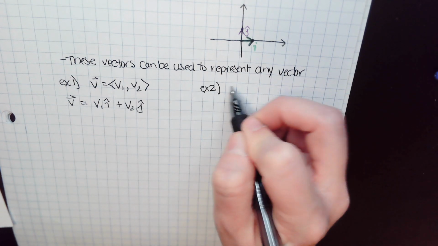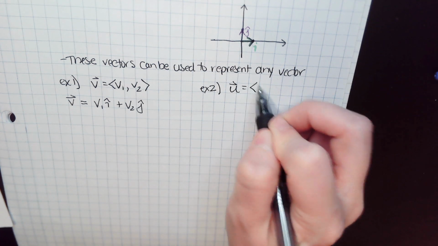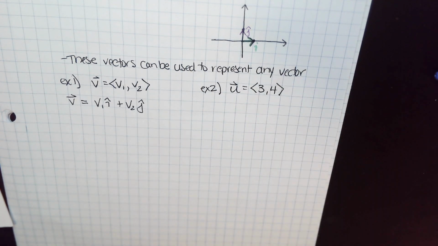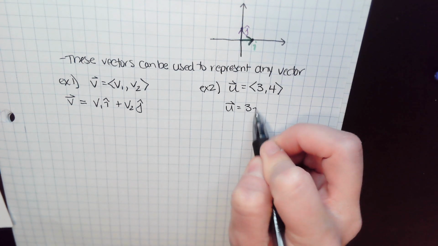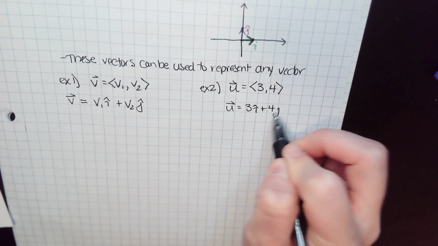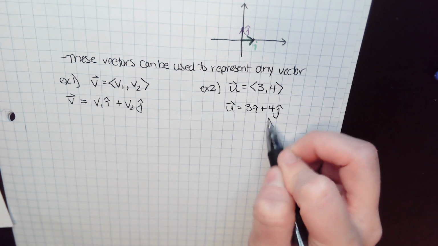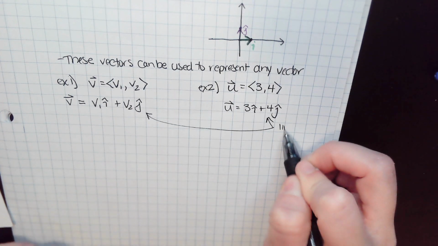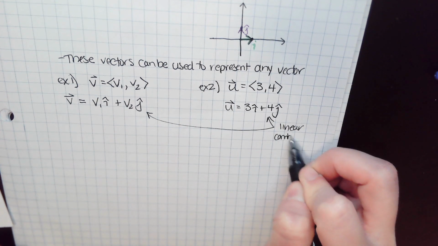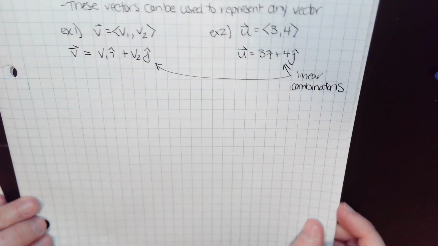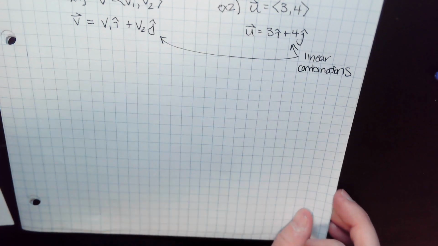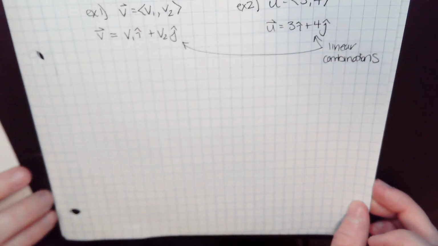Let's try another one. Vector u is 3, 4. Think about how you could write that using i and j, as a linear combination as opposed to component form. As a linear combination, it would be 3i plus 4j. So these are your linear combinations.